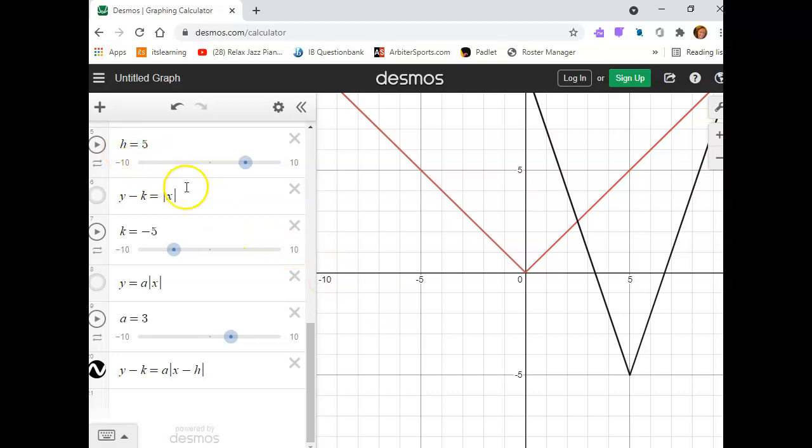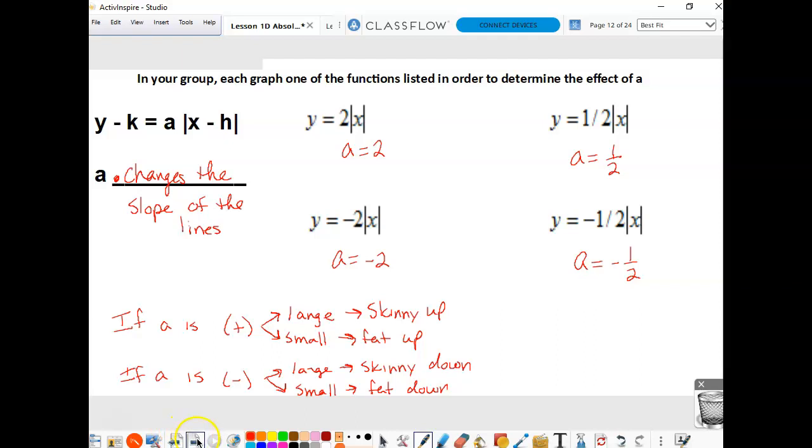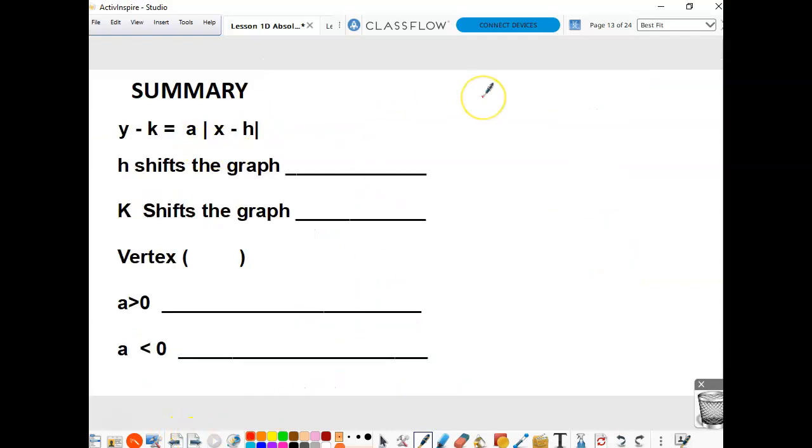Okay, so just by looking at those 3 numbers in our equation, we can make a prediction as to what the graph's going to be. And that's what we're going to do next. All right, so looking back here, we want to go ahead and make a summary of all this stuff. So H shifts the graph horizontally. K shifted the graph vertically, and it caused our vertex to move from 0, 0 to whatever h was and whatever k was.